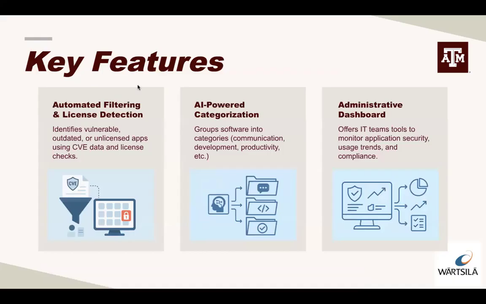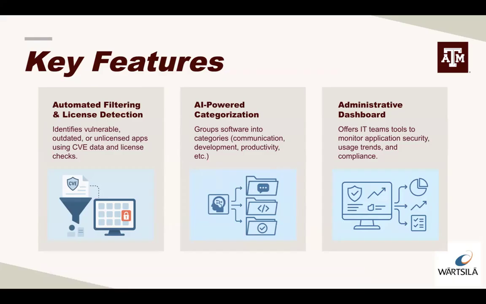My name is Mei He. I'm the team COO. We have three key features. First is automated filtering and license detection. We automatically identify vulnerable, outdated, or unlicensed software using CVE data and license checks. This helps reduce risk and manual work for the IT team.